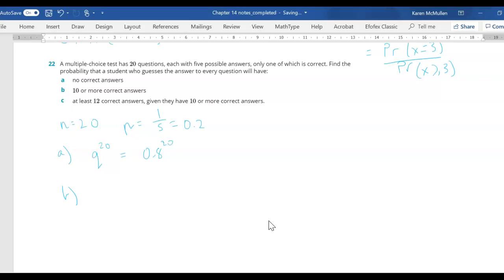Question B, 10 or more correct answers, we would use the binomial distribution. So the probability that x is greater than or equal to 10. All right, so you can use binomial CDF for that. And question C, at least 12 correct answers, given they have 10 or more correct answers. So this is a conditional probability question. So the probability that x is at least 12, so greater than or equal to 12, given that x is 10 or more correct, greater than or equal to 10.